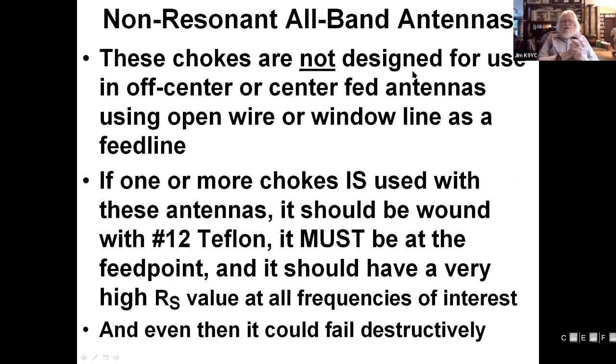These chokes are not designed for use in off-center fed or center fed antennas using open wire or window line as a feed line. If one or more chokes is used with these antennas, it should be wound with number 12 Teflon. It must be at the feed point, and it should have a very high RS value at all frequencies of interest. In other words, any place you're going to transmit through it. And even then, it could blow up.